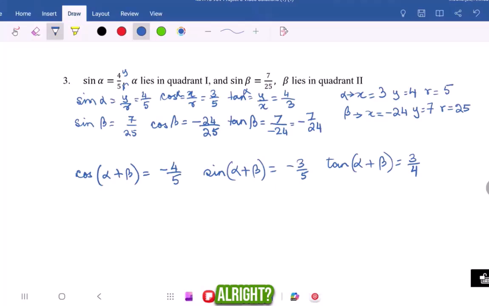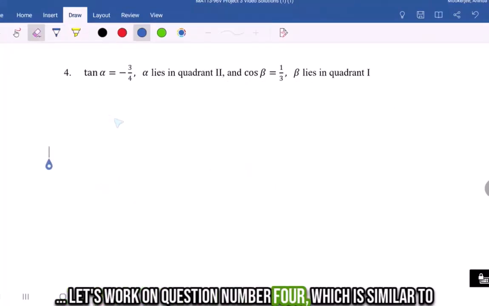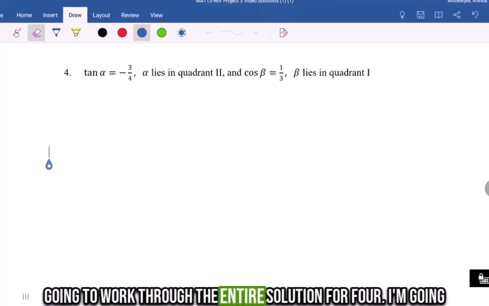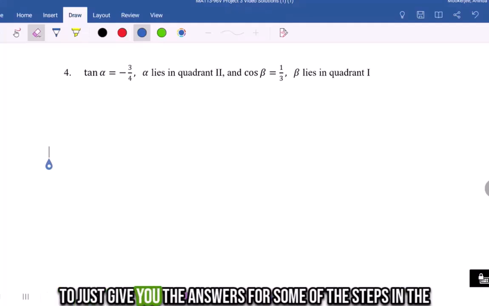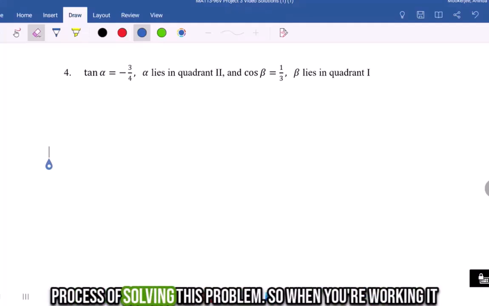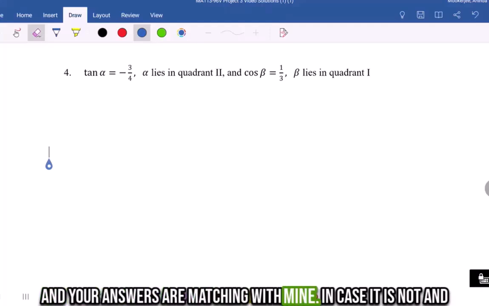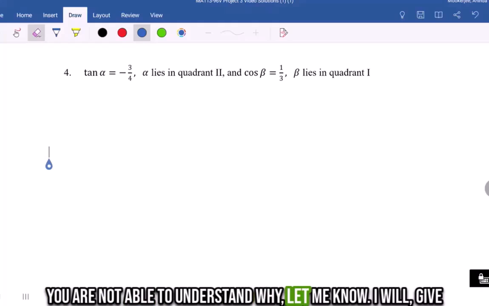All right? Let's work on question number 4, which is similar to question number 2 and 3 that we worked before. I'm not going to work through the entire solution for 4. I'm going to just give you the answers for some of the steps in the process of solving this problem. So when you're working it yourselves, you can make sure that you're on the right track and your answers are matching with mine. In case it is not and you're not able to understand why, let me know.